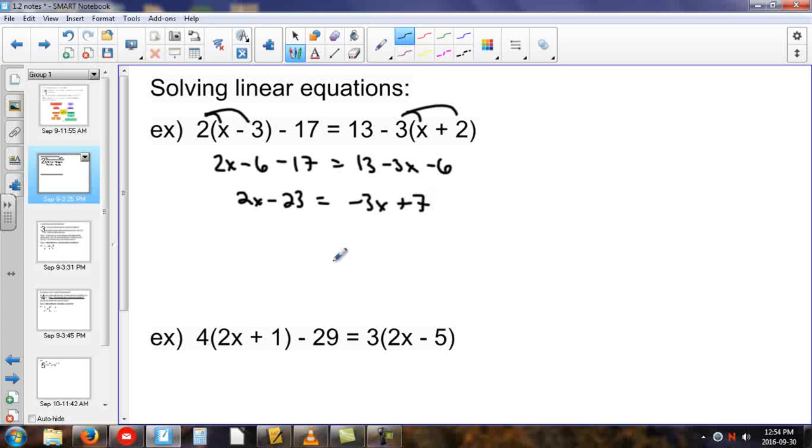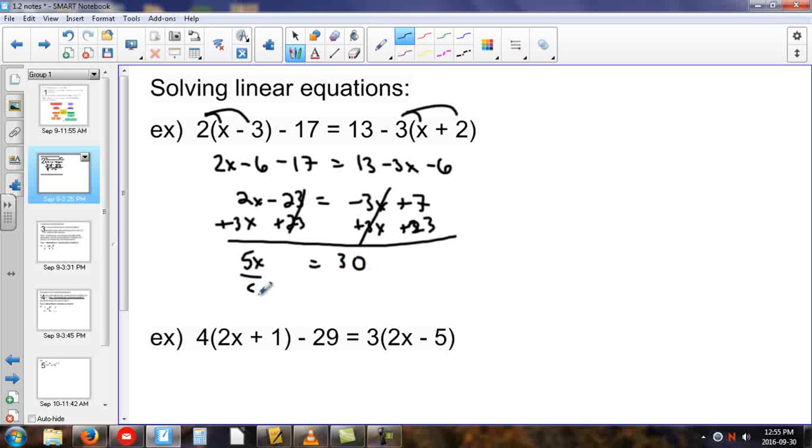Just looking at this, I like to have a positive x. It doesn't matter, but I like to. So I'm going to move the 3x over to with the 2x. Because that'll allow me to have a positive 5x. But while I'm doing that, I'm also going to add 23. I really want x alone, so I need to move the 23 to the other side of the equal sign. So 5x now equals 30, and I'm going to divide by 5. And x turns out to be 6.